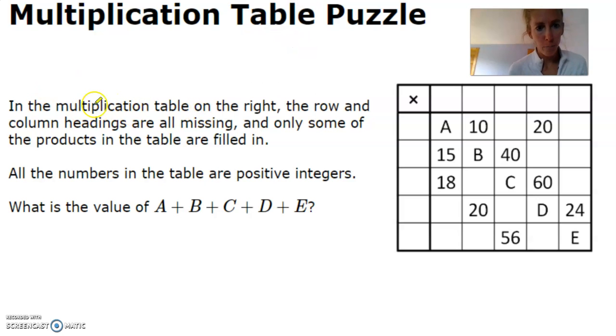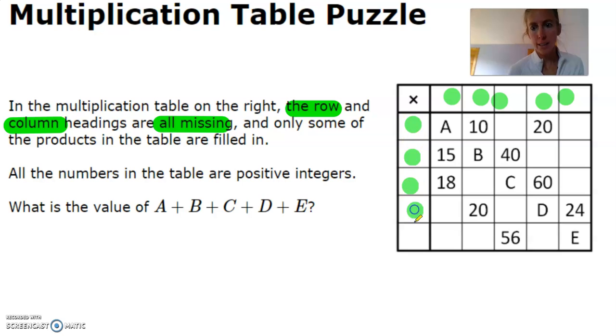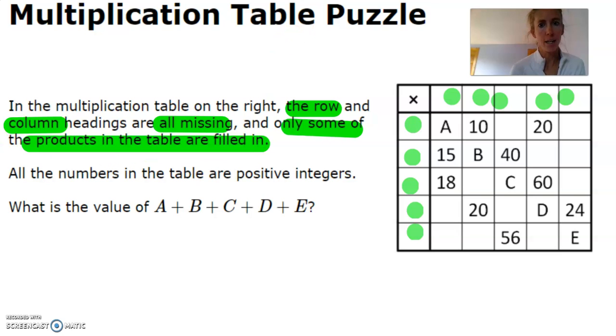In this multiplication table on the right, the row and column headings are all missing. Oh no, see that? This row, the headings are all missing. This column, all the headings are all missing. And only some of the products in the table are filled in. So what are they talking about? Well, this product's filled in. Oh, that would help us get this and this. This is filled in. Oh, that would help us get this one and this one, but that one would have to match with that one.